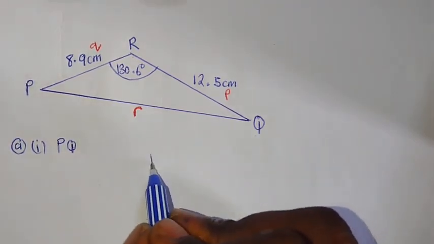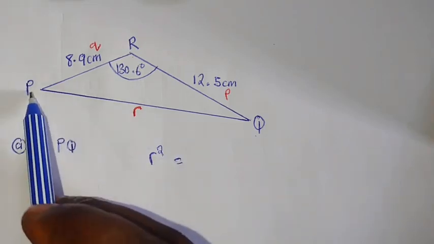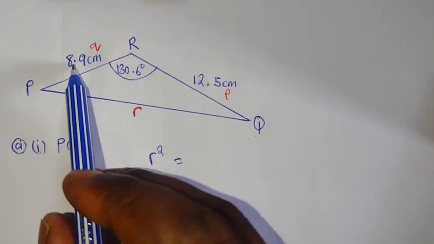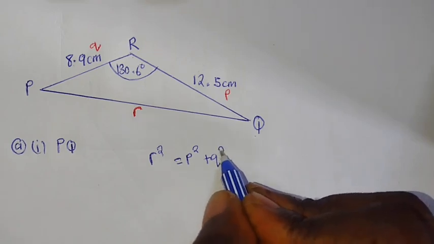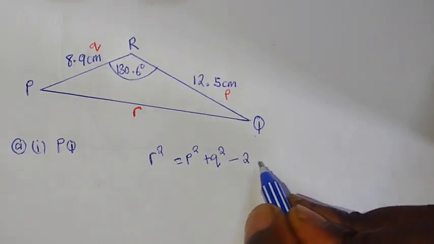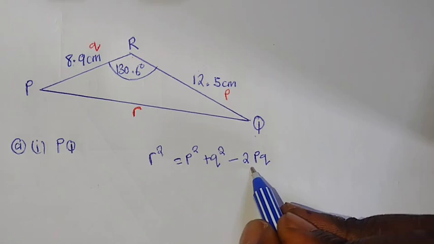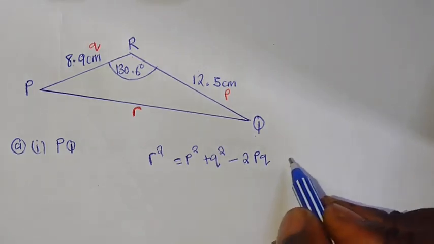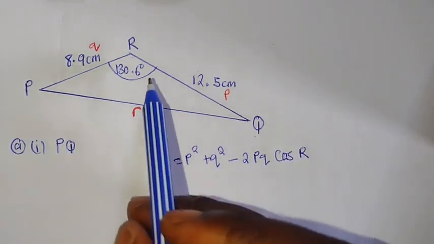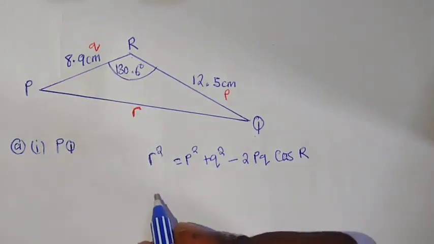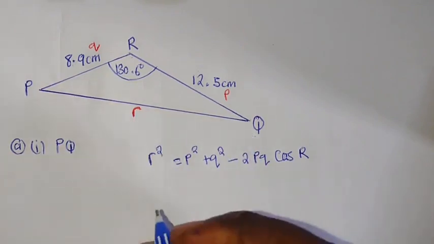So we are going to start our formula. We say r squared is equal to p squared plus q squared minus 2pq, and then cos R, because we have an angle right here on R. Remember this formula. From here, we are just going to substitute. PQ, represented by r, is what we want.